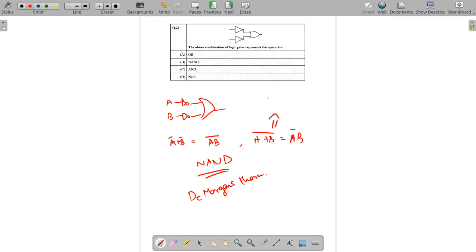So this is A bar B bar. If you have an AND gate that nots, this will correspond to a NOR gate. As this is an AND gate, this is an OR gate. Okay.